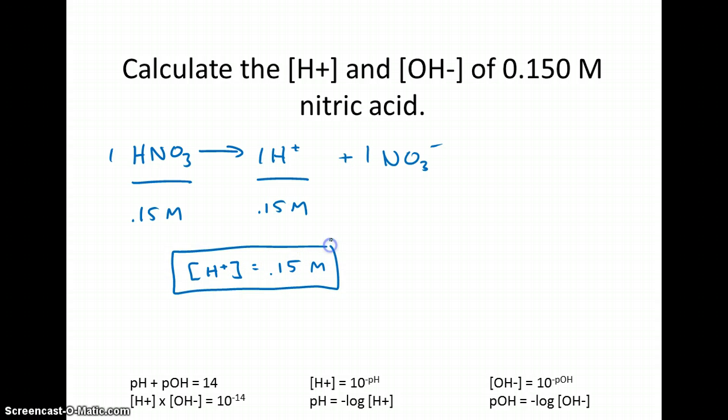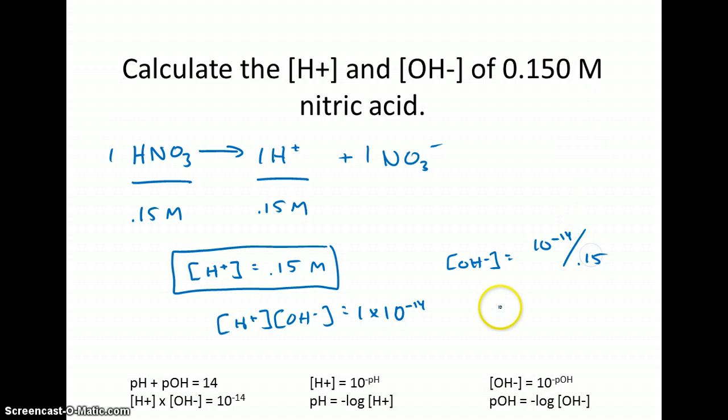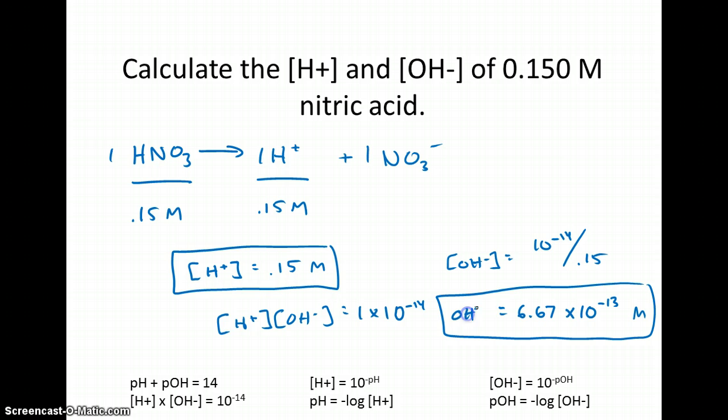There's my first answer. But I also know that the concentration of H plus times the concentration of OH minus is going to get me 1 times 10 to the negative 14th. So if I want to solve for OH minus, I'm just going to do 10 to the negative 14th divided by H plus, which is 0.15. Do that on my calculator. The answer comes out to be 6.67 times 10 to the negative 13th. And that is my OH minus concentration.